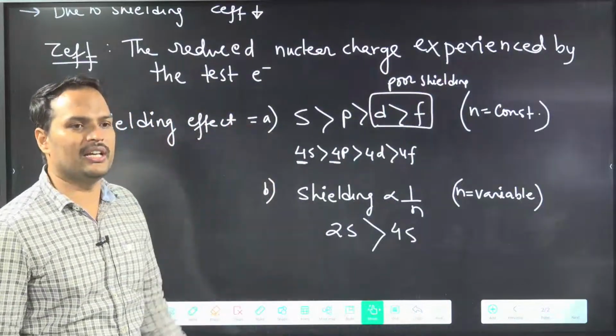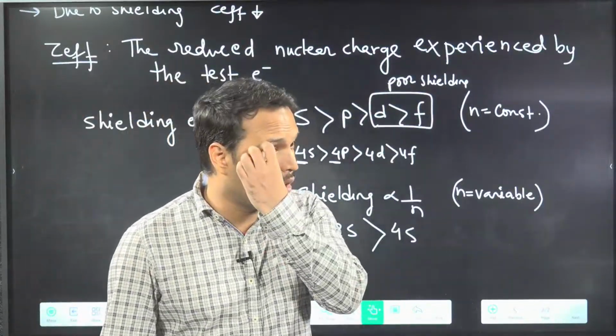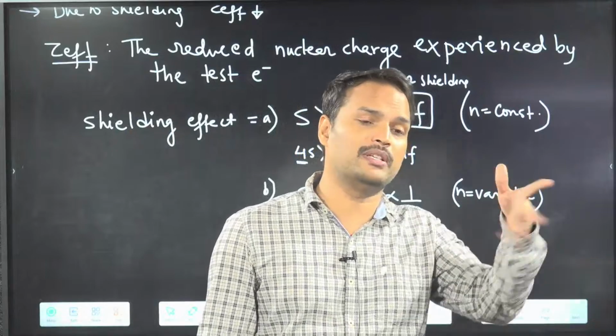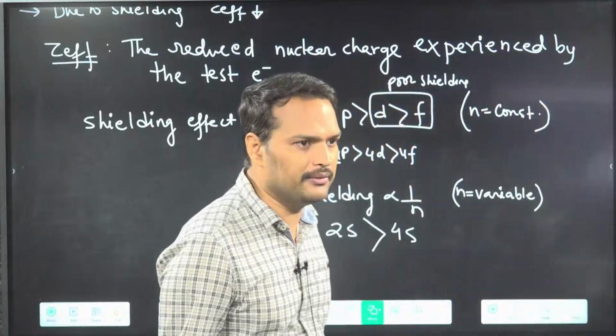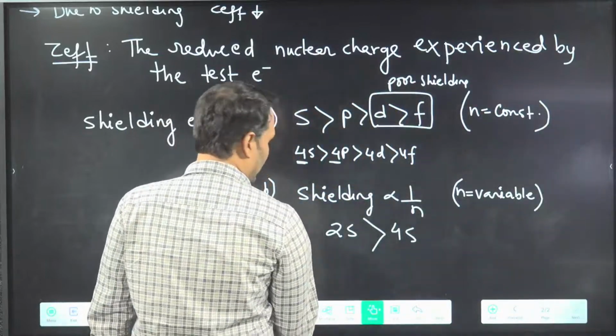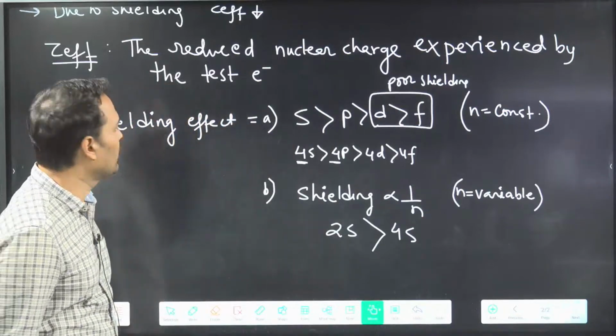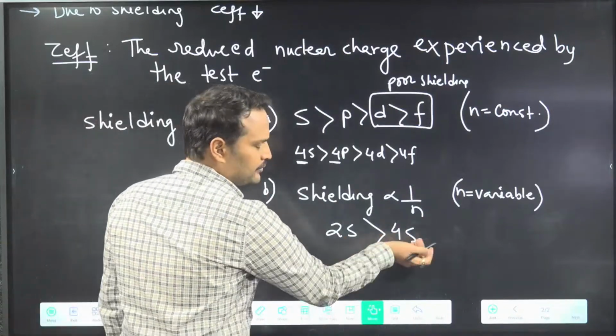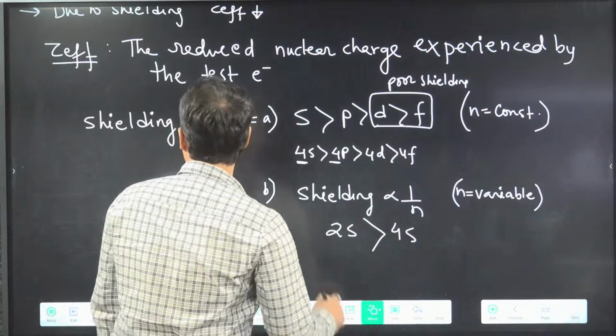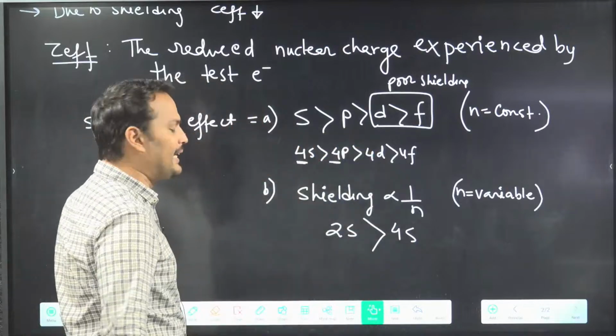So from here, Z effective, the chapter starts. Everyone should not miss any class. If you miss the class, there is no guarantee from me. If you attend all the classes, then you will get good marks. Clear? Okay? So got the point? Okay. So this is all about shielding effect.